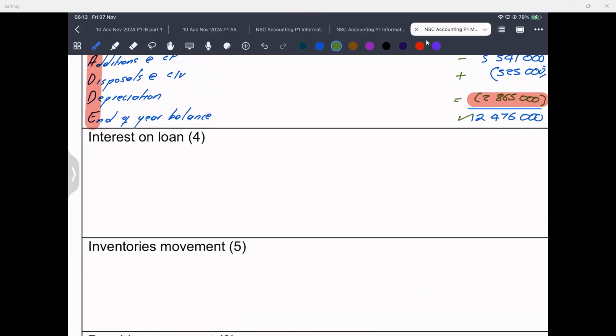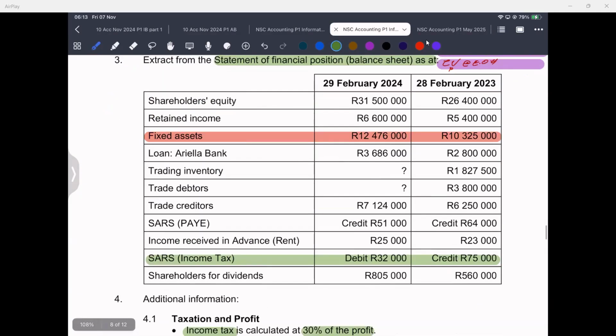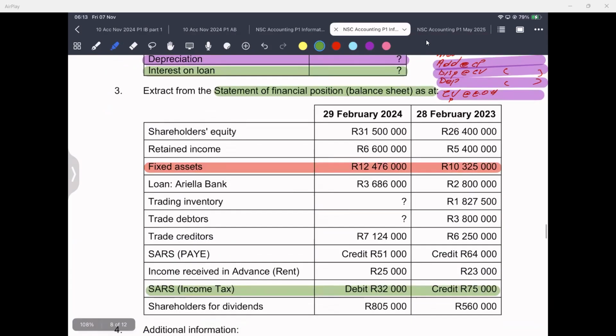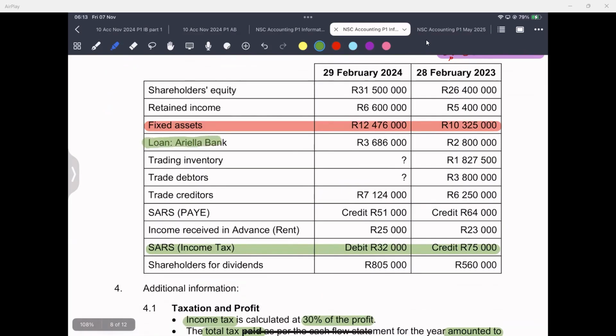Point number 4, or the next question, requires us to calculate interest on loan. Let me see what information we've got when it comes to interest on loan. Obviously, interest on loan, you will find it in the statement of profit or loss and other comprehensive income. It is evident that it is not given here, but this is arising from the loan. So we've got a loan from a bank. What we need to know is whether interest on this loan was capitalized or not. Then I'll tell you what to do.